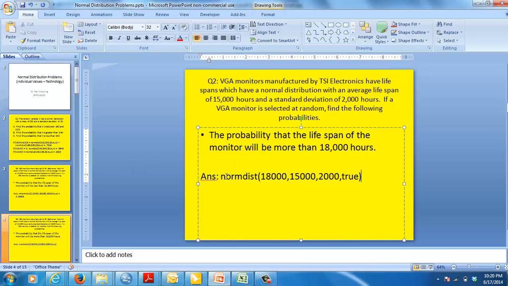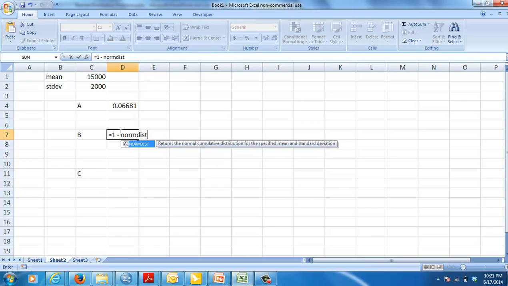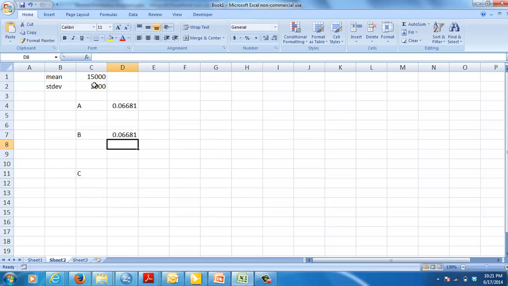So I have to do a 1 minus. And that will give me my answer that I'm looking for, which I don't know yet. So I'm going back here. 18,000 is the number we're interested in. Equals 1 minus NORM.DIST, 18,000, this number, true. Enter. 0.0668.